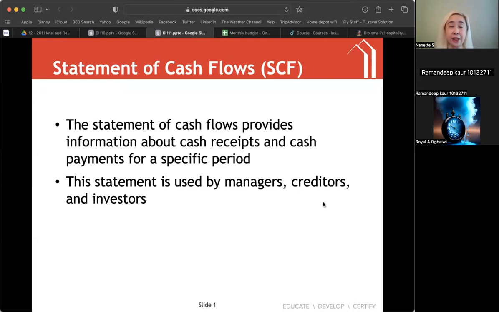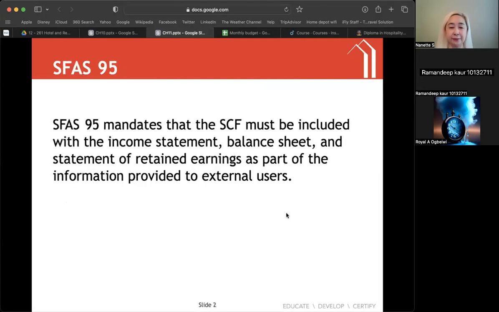Right, so cash flow meaning how much money is liquid or flowing into our business. So this is easily convertible into cash, which we can use in the operation of our business. So here you have SFAS 95. So this is a mandate that SCF should be included with the income statement, balance sheet, and the statement of earnings as part of the information provided to external users.